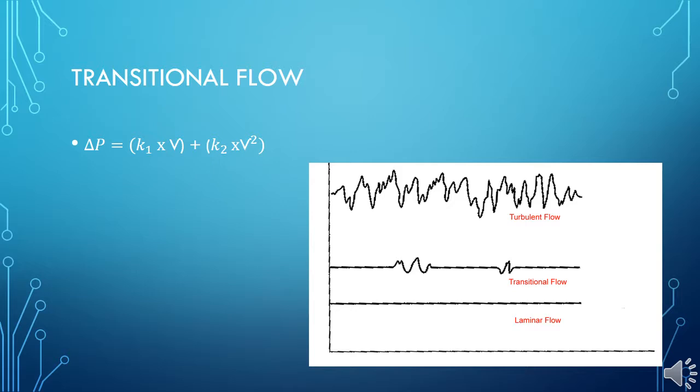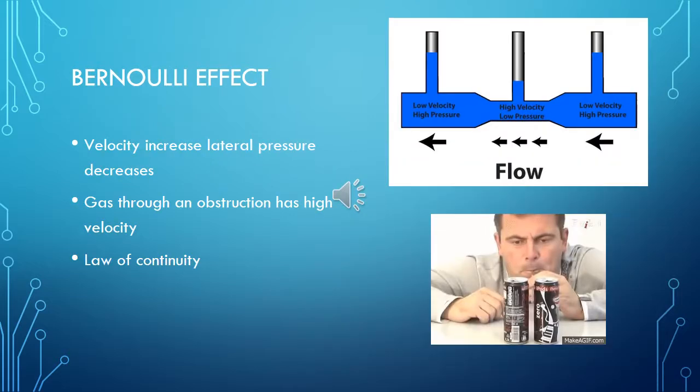So in this one, the total driving pressure is the sum of the pressures from laminar and turbulent flow. You can calculate it again, where delta P is the driving pressure, and it's just a combination of the turbulent flow and the laminar flow. Okay, and this is another exciting one for you. This is the Bernoulli Effect.